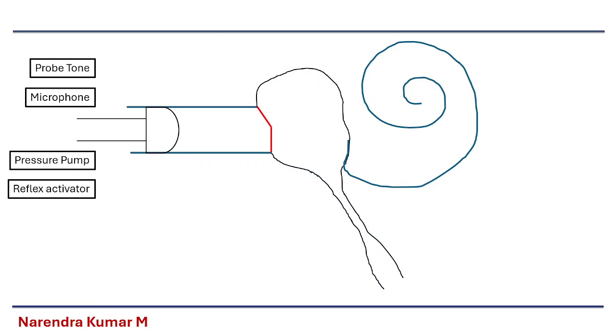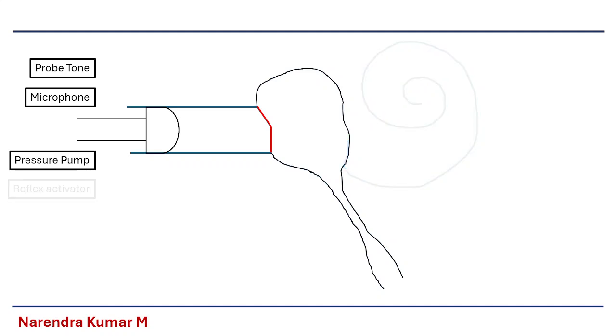So the major components are a probe tone stimulator or a loudspeaker that emits the probe tone, a microphone to measure the sound pressure level that is present within the ear canal space. There is a pressure pump attached to the manometer, and a reflex activator, a second loudspeaker that is present inside the probe, which will activate the acoustic reflex pathway of the auditory system.